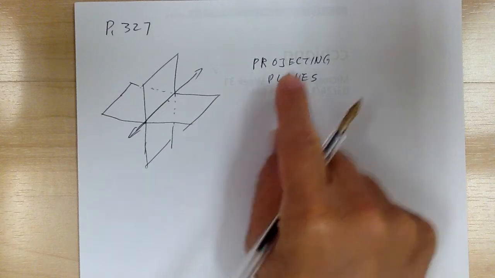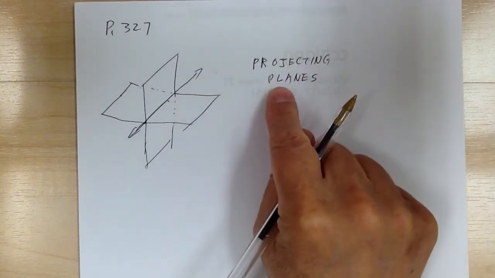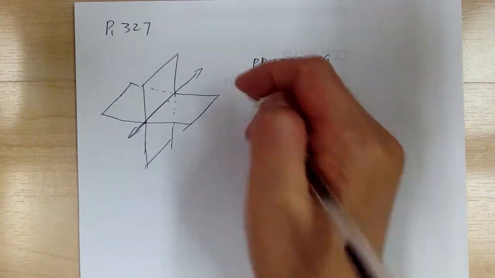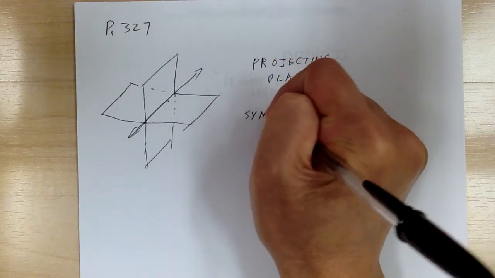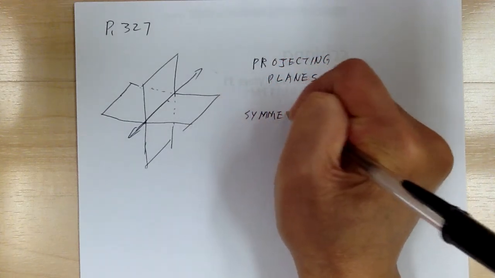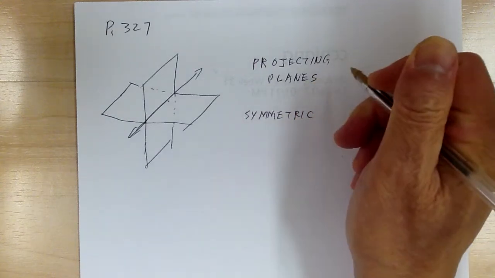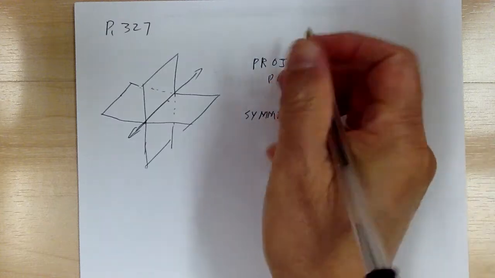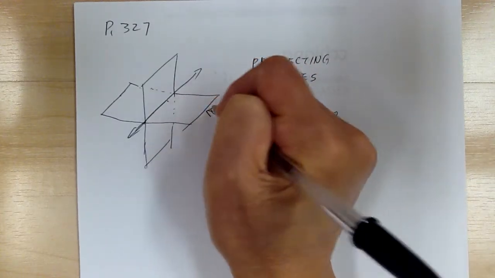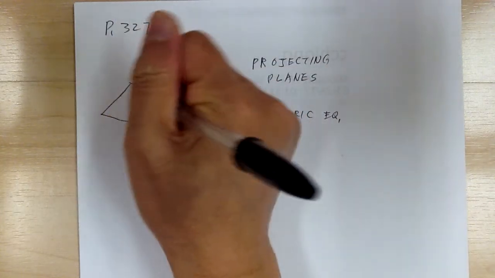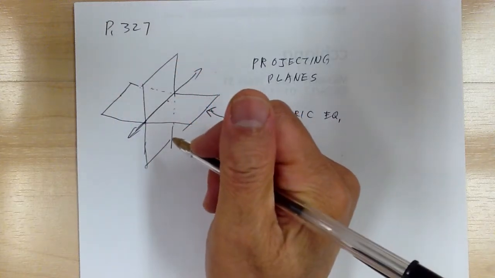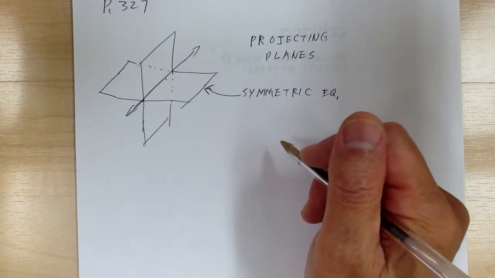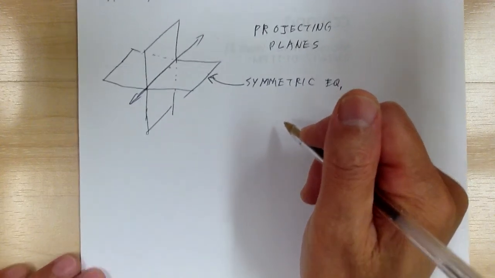And the equations that deal with these projecting planes are called symmetric equations. So a symmetric equation would be the equation of that line, which is perpendicular to the coordinate planes. Okay, so let's go over how to get those equations.